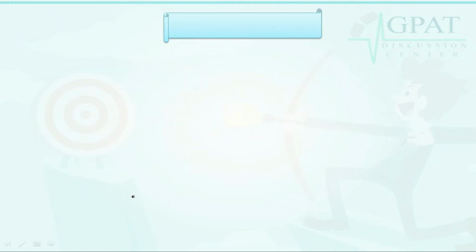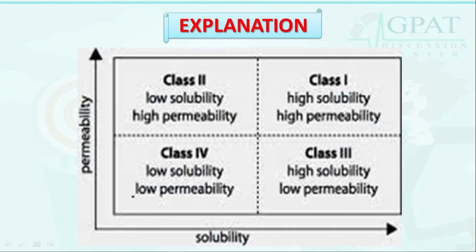So now we can understand with the help of this that according to the biopharmaceutical classification, there are 4 classes: class 1, class 2, class 3, and class 4. According to class 1, there will be high solubility and high permeability. According to class 2, there will be low solubility and high permeability, which is asked in the question. According to class 3, there will be high solubility and low permeability. And at last, class 4, there will be low solubility and low permeability. So the correct answer is class 2, low solubility and high permeability.